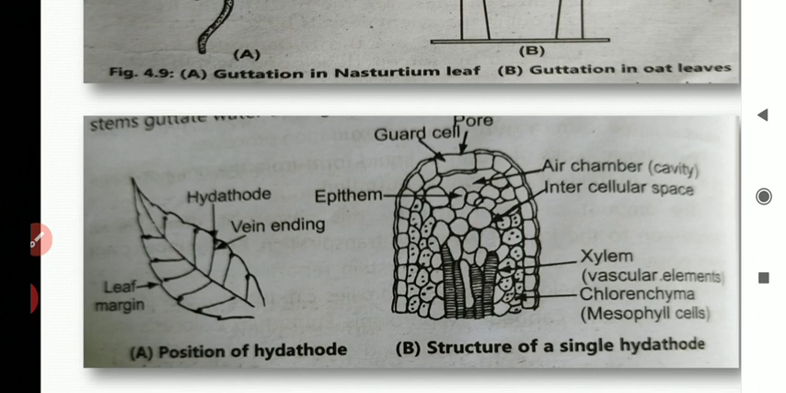Sometimes the woody stem guttates water through lenticels. As we know, lenticels are present on the stems in cork.